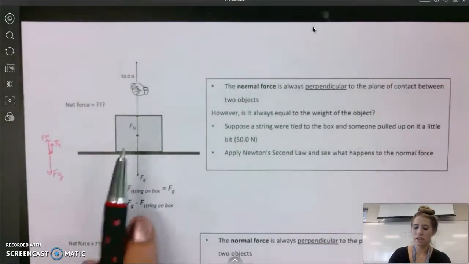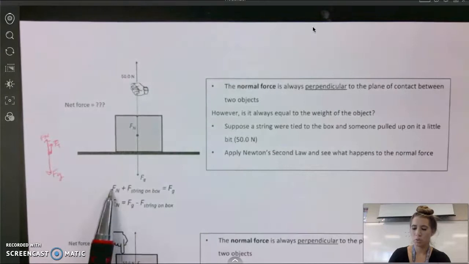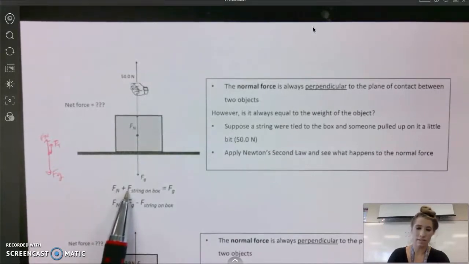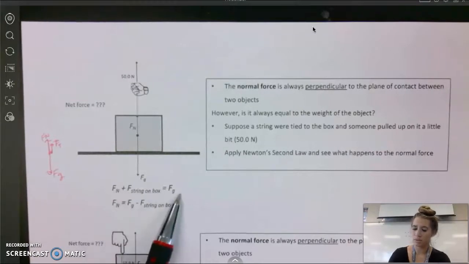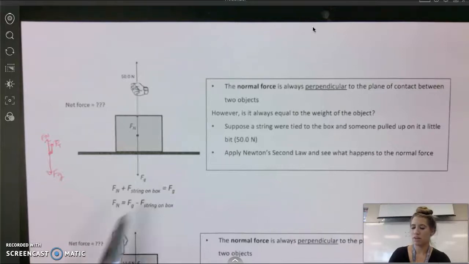Now the box is stationary, so this normal force plus the force of the string, that tension, has to equal the weight or the force due to gravity. Okay? So you can see in this situation how the normal force does not equal the weight or the force due to gravity. It would be that weight minus the tension in the string.